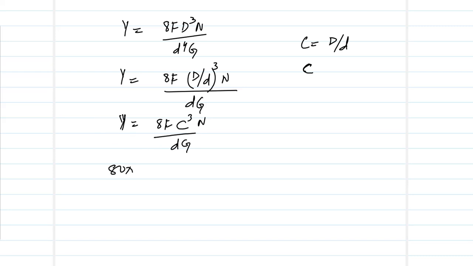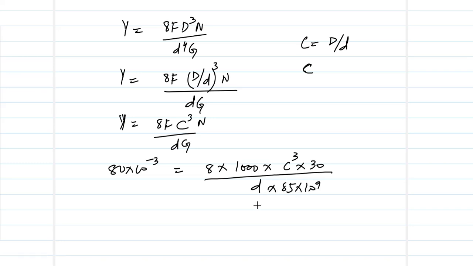If I put the values, 18 to the power minus 3 equals 8 into 1000 into C, which is not known, N is 30, D is not known, and G is 85 into 10 to the power 9. So I can find the value of C cube over D, which is 28.3. Sorry, just solve it. Just one minute.